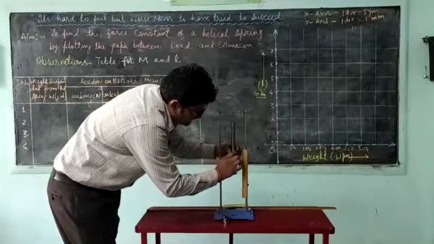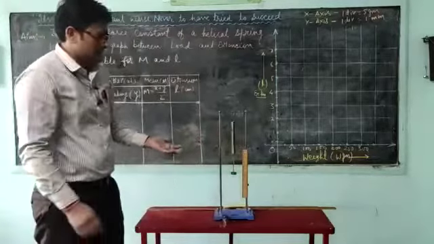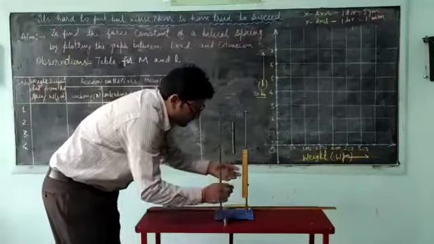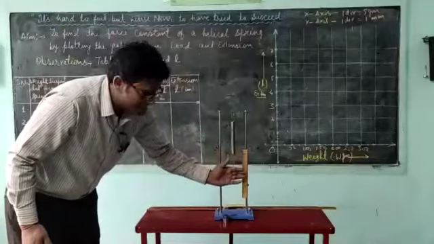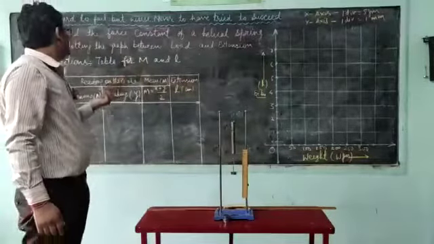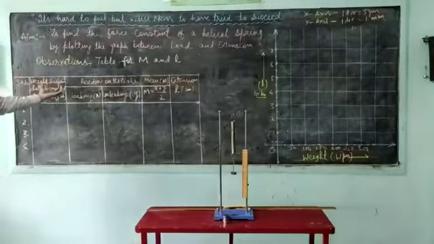Then it will get displacement. So like this we will do. In the same sequence we will put the weights on it, and then we will measure the length from the meter scale, in downward as well as upward direction. Afterwards we can take help from this observation table.